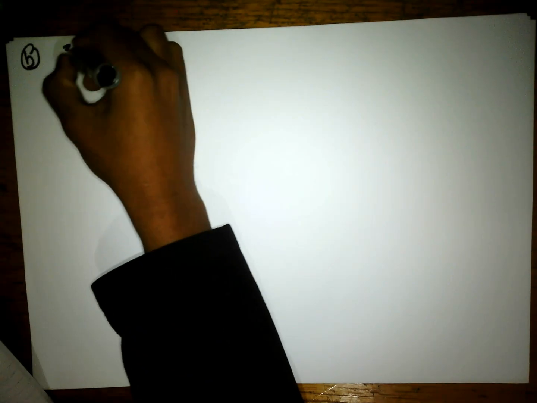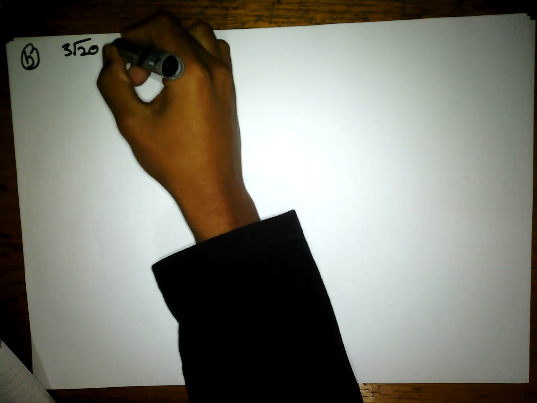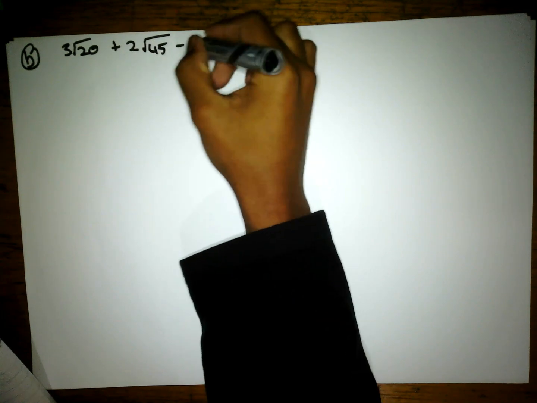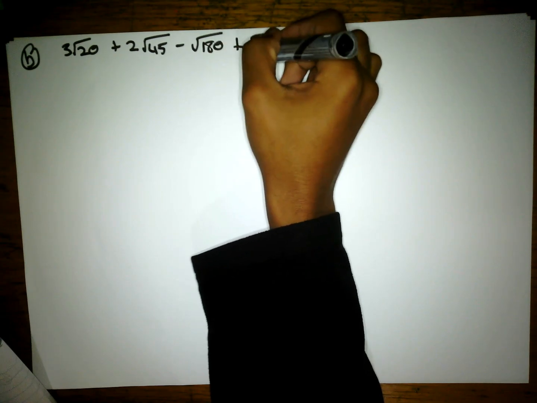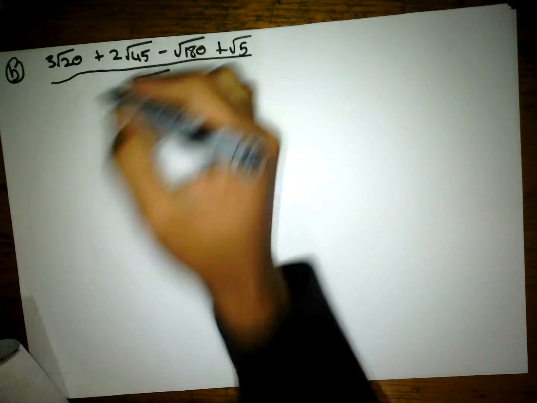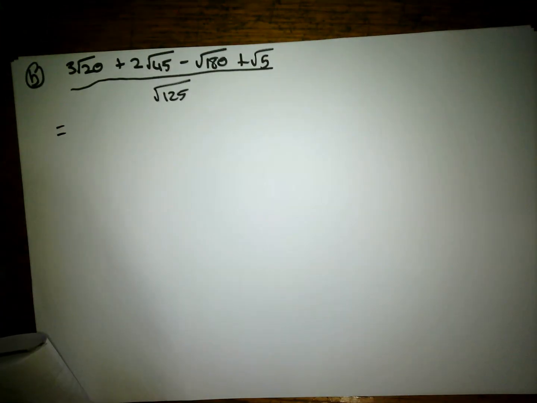So, the next one is kind of the same. We have 3 square root 20, plus 2 square root 45, minus square root 80, and then square root 125.